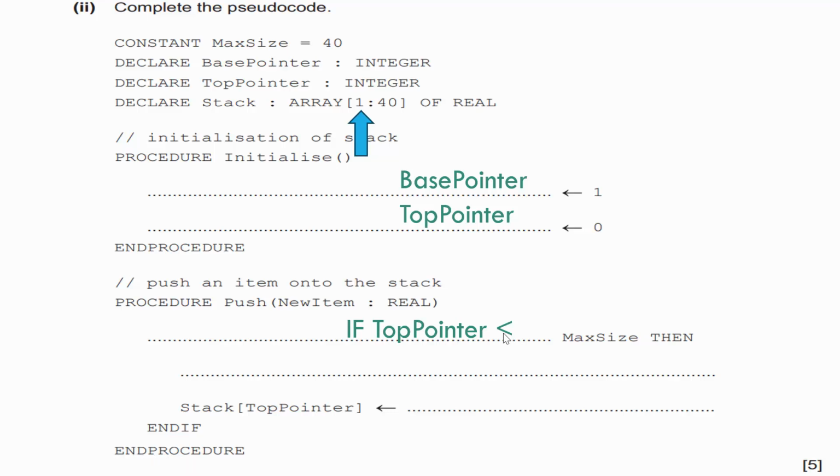If we have room, then what we need to do is increment the top pointer by 1. That says, okay, we are going to move it to this index. So if I'm at 39, 39 is less than 40. I'm going to move the pointer to index 40. So when I do stack 40, what am I putting in there? Well, what value was passed down to this procedure? That's new item. I'm going to put that into the stack.